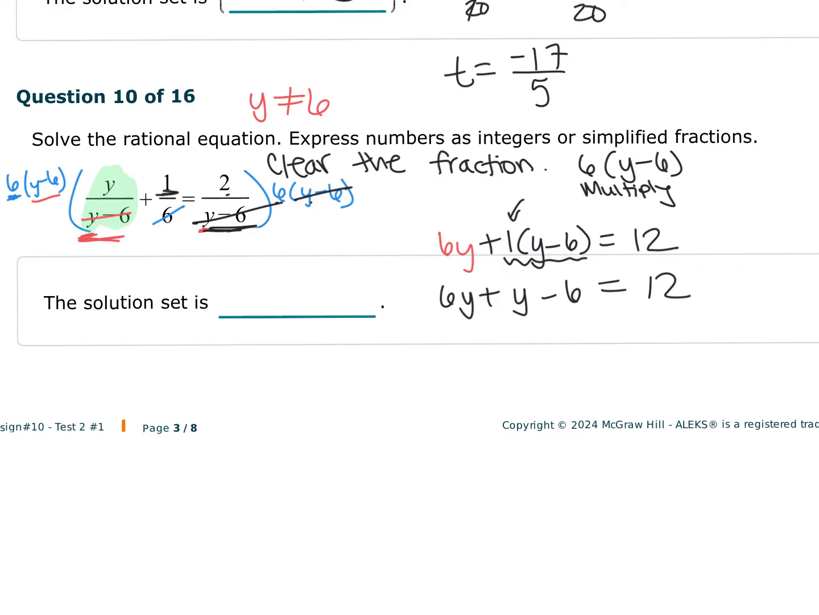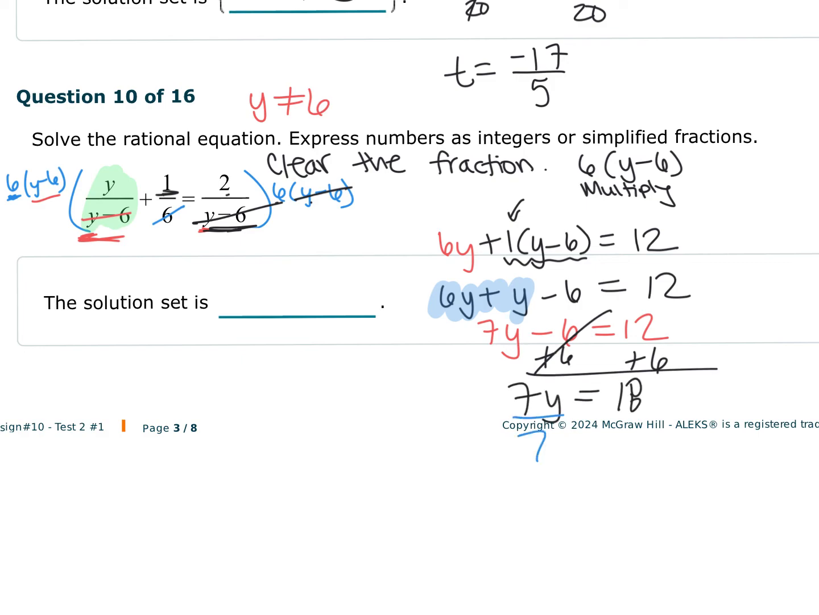And then I'm going to combine my like terms. So 6y plus 1y would give me 7y. So 7y minus 6 equals 12. I would add 6 to both sides, which gives me 18. And then I would divide both sides by 7. So y is equal to 18 over 7. And that would be my solution set.